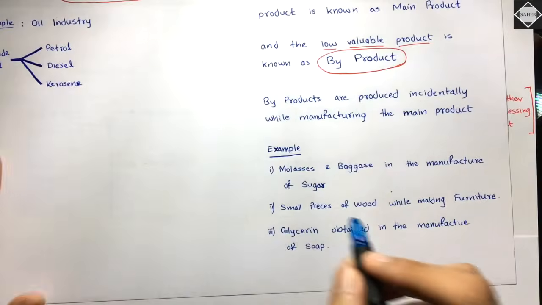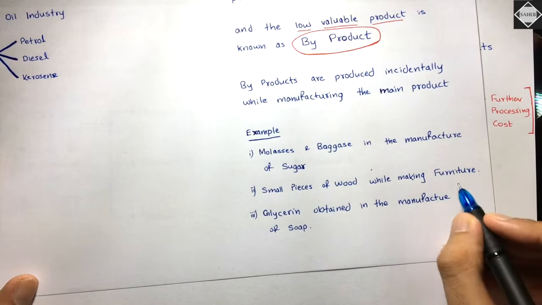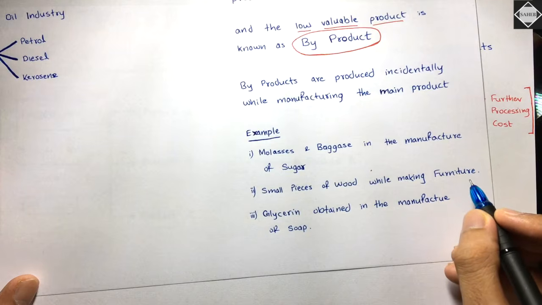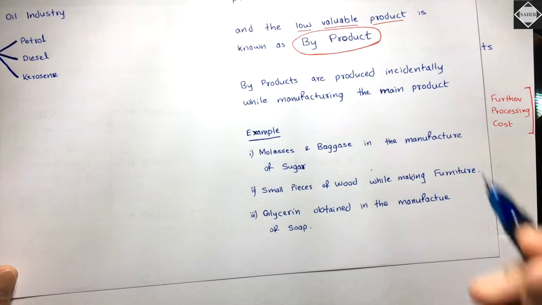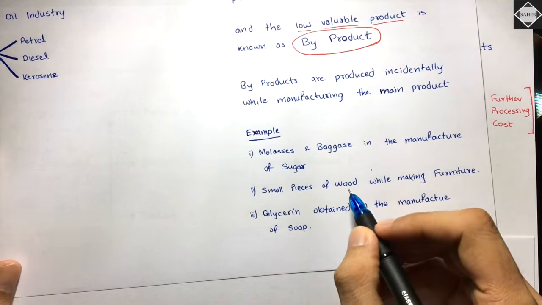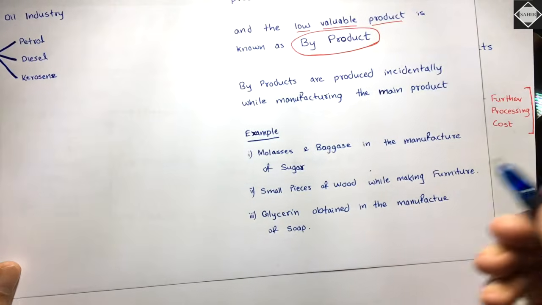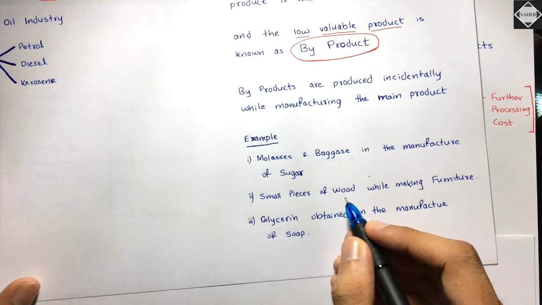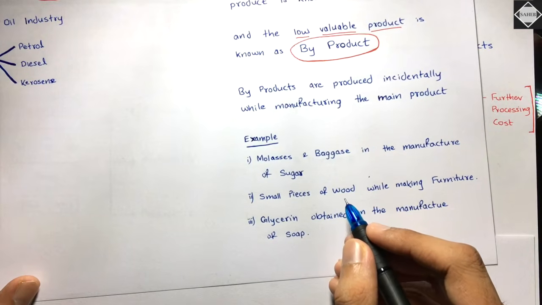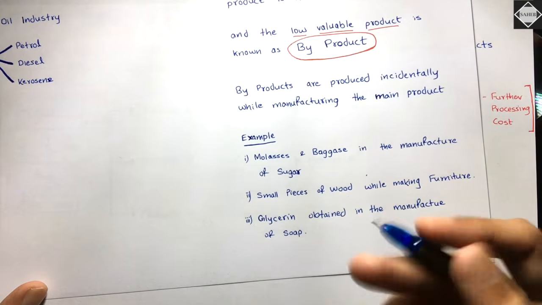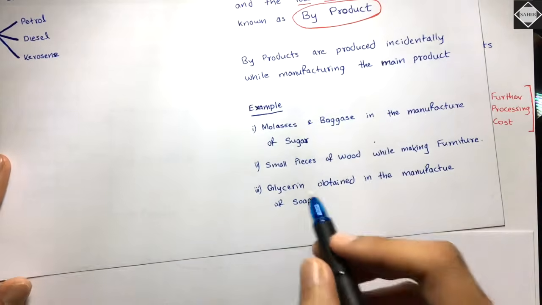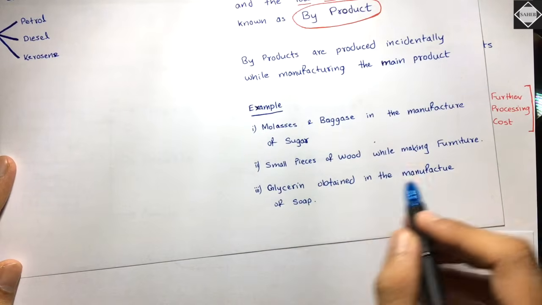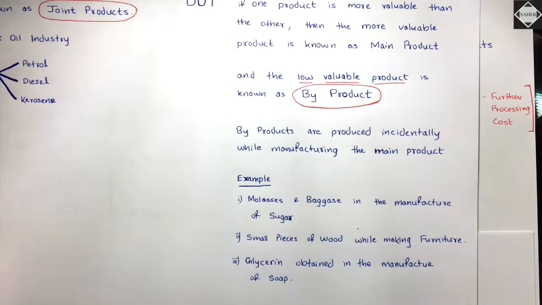See here. Let's say you are manufacturing furniture, sofas, beds and all that, wooden. So what will happen? Some bits and pieces of wood will be remaining, and that will be a byproduct. It's a waste actually. You can also sell it if you want in some way, I don't know. Or you might just have to throw it away. And then another example, glycerin obtained in the manufacture of soap. There are many examples, you can Google them.